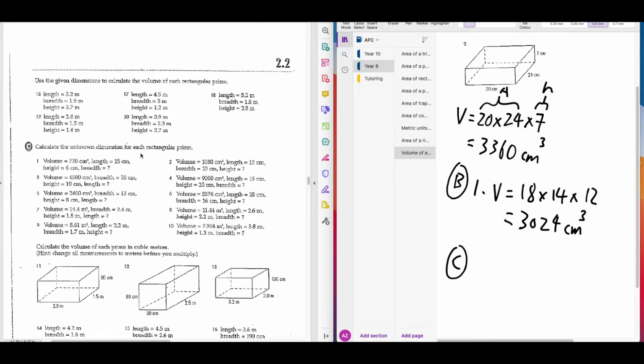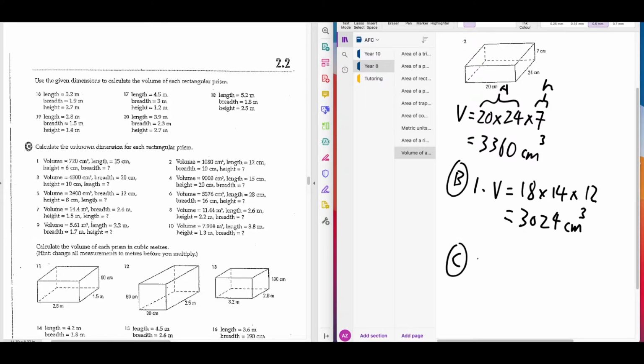Calculate the unknown dimension for each rectangular prism. So they give you the volume, they give you the length, they give you the height. Now they ask you for the breadth. Okay. So first of all, with these questions, I'm just going to do one first.